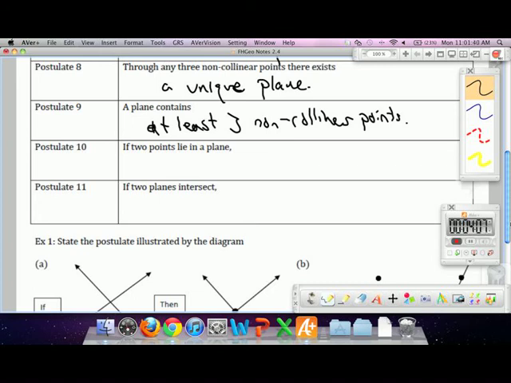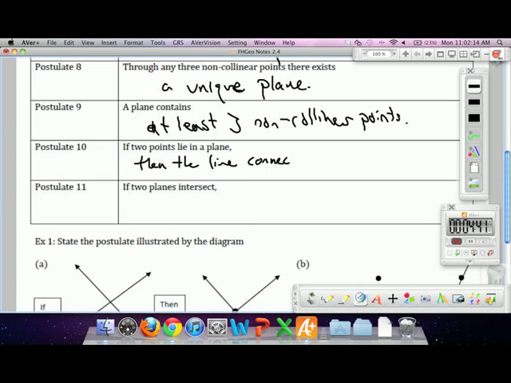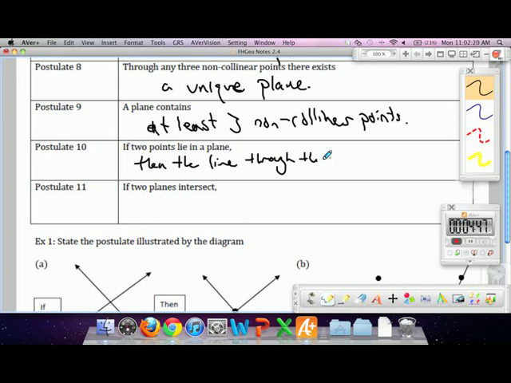Postulate 10 talks about the location of a line. So if 2 points lie in a plane, then where should the line going through them be located? If 2 points are on a plane, where should the line that connects them be located? On that plane. If 2 points lie in a plane, then the line through them is in the same plane.